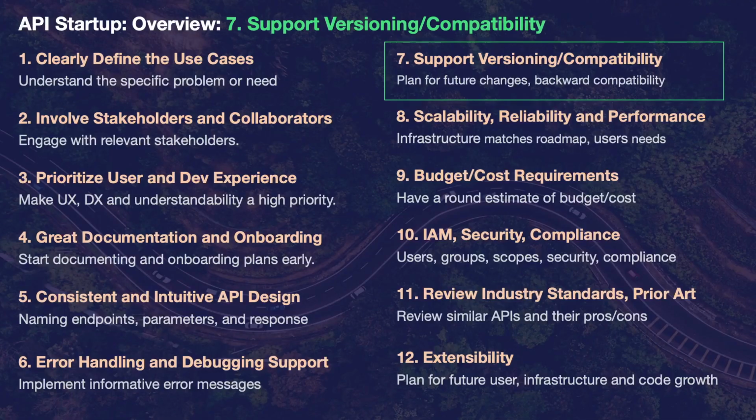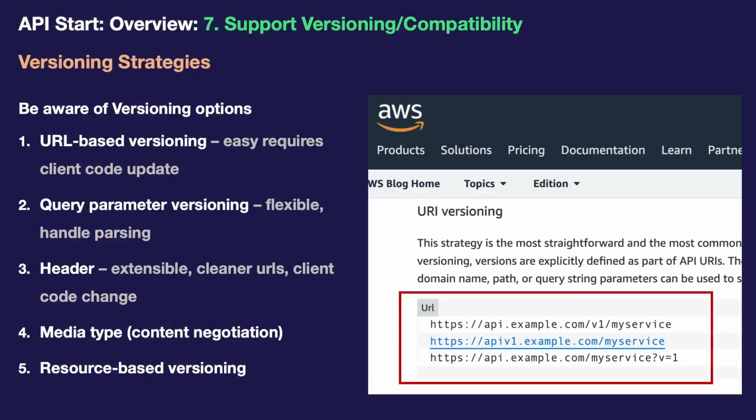Make sure that you are supporting versioning and compatibility. There will be future changes, and you want to make sure that your API is backward compatible. We're not going to get too technical in this particular video, but just know there are different versioning strategies out there that have pros and cons.